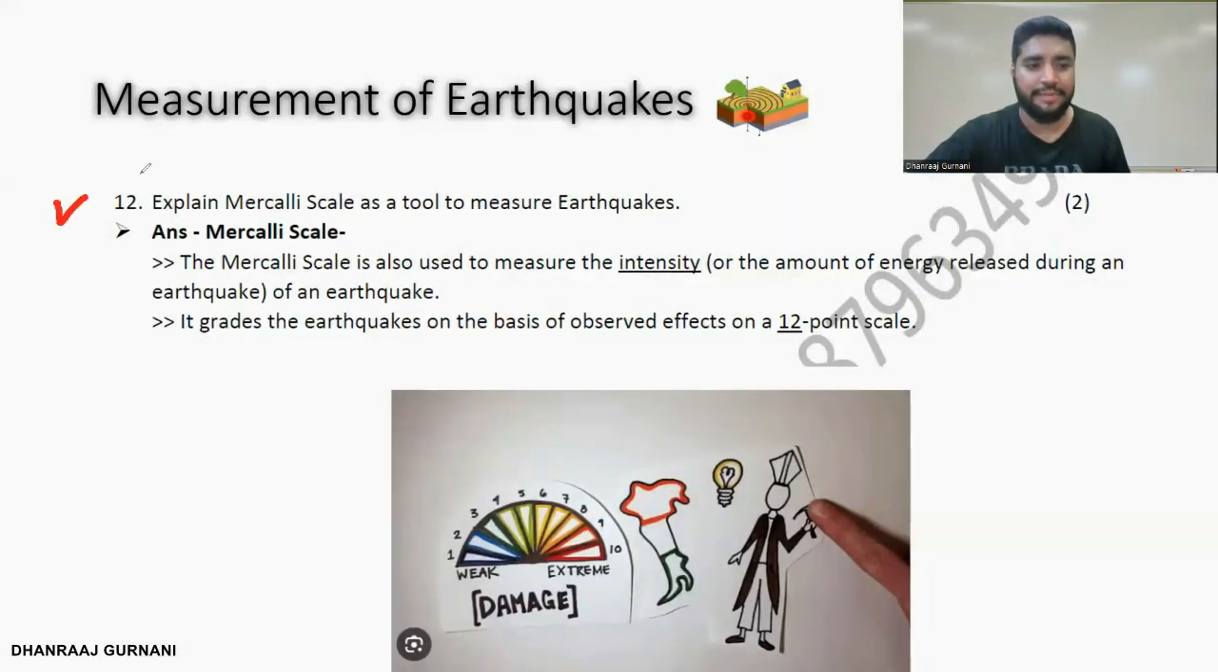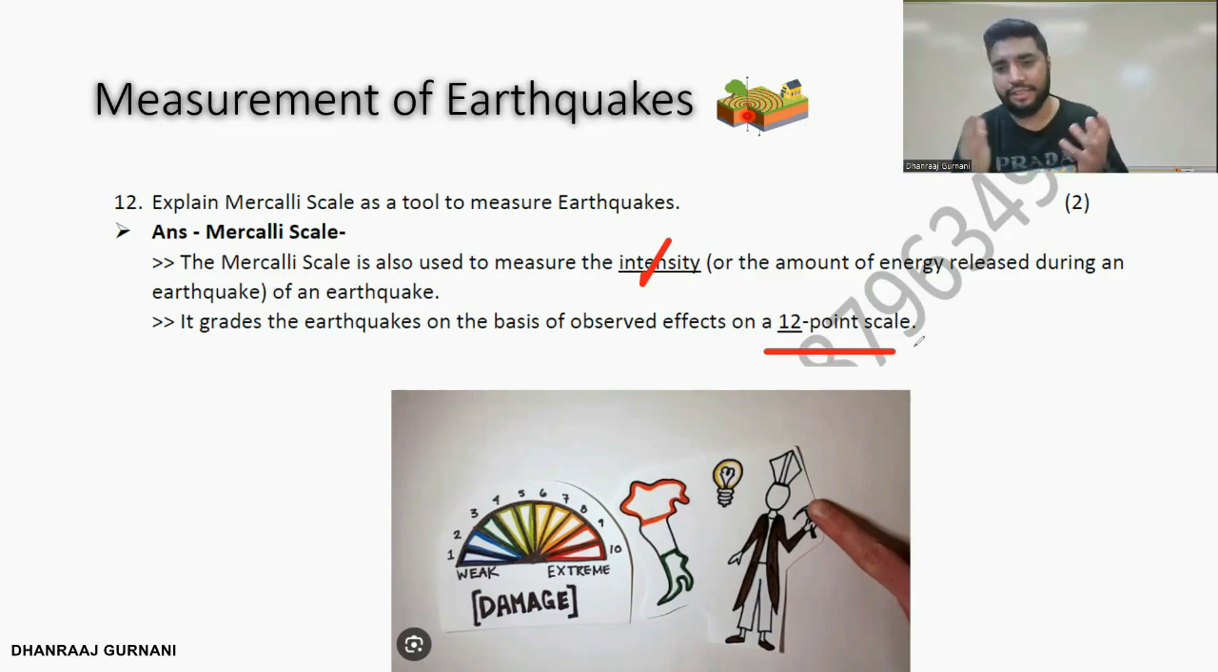Question number 12, explain the Mercalli scale as a tool to measure earthquakes. The Mercalli scale is also used to measure the intensity of an earthquake. It grades the earthquake on the basis of observed effects on a 12-point scale. So the Mercalli scale is a 12-point scale.